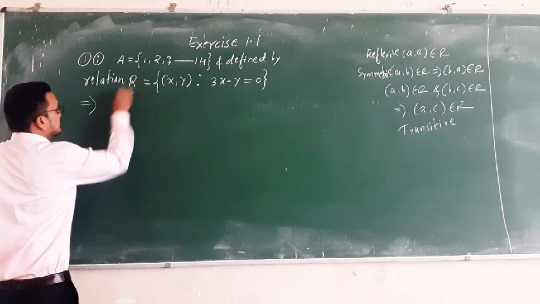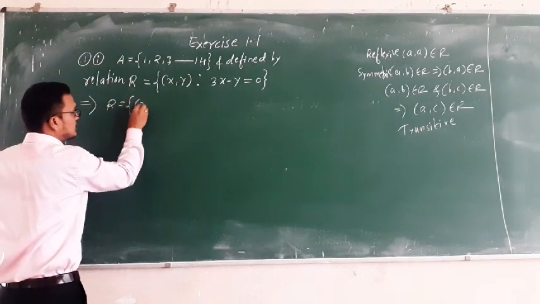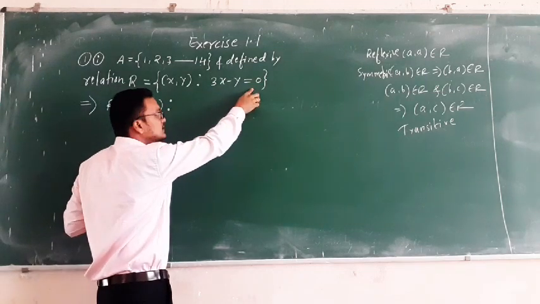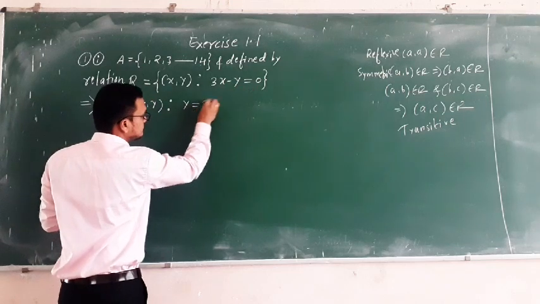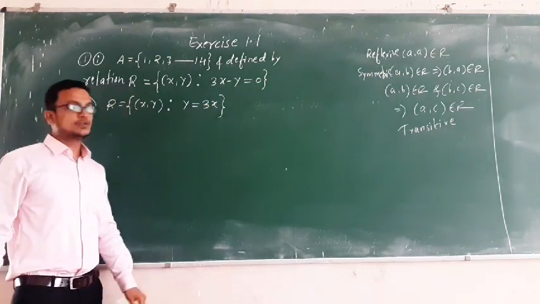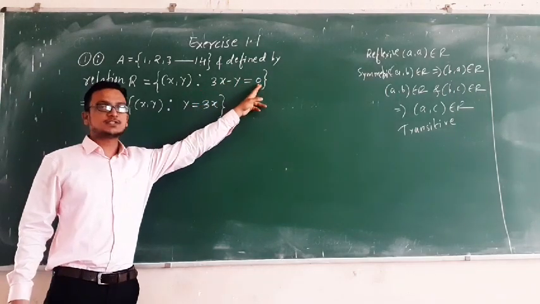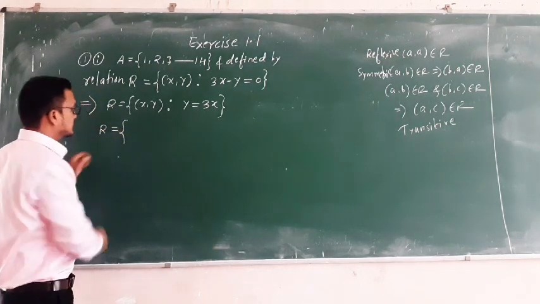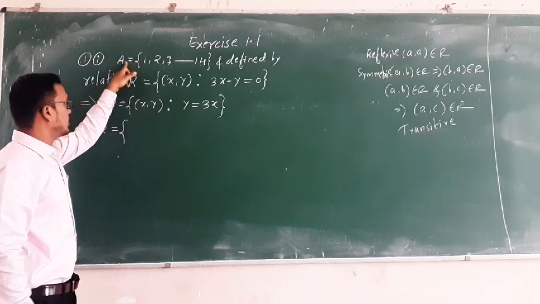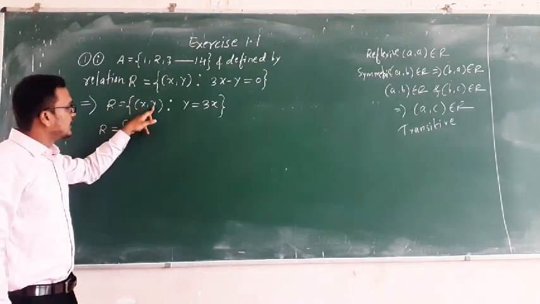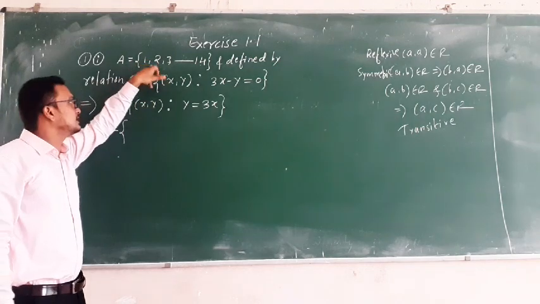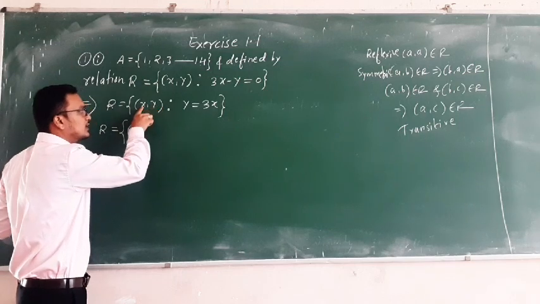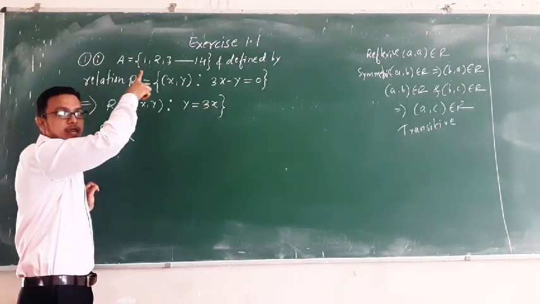See here, R is equal to the set of all ordered pairs (x, y) such that 3x minus y is equal to 0. We can write this as y is equal to 3x, because minus y transferred to the other side gives y is equal to 3x. Keep in mind that x and y always belong to the given set, means x and y should be present in the given set A. Now we just go on putting the values of x from the set A.